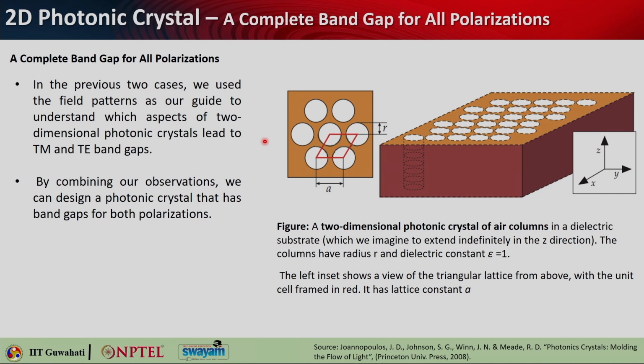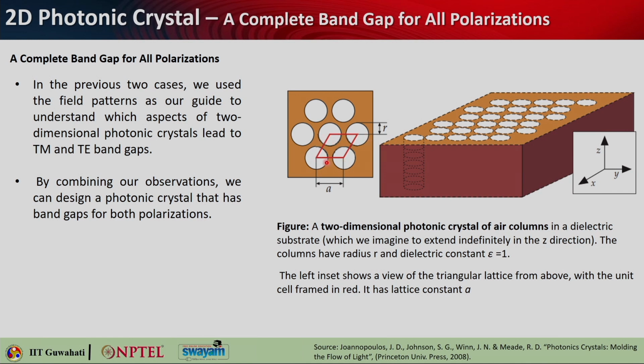Okay. So, if you think of a two-dimensional photonic crystal of air columns, you are basically having a hexagonal array or triangular array of air holes. In this particular system, let us consider the radius of the holes to be r, and they are having a dielectric constant of 1. And this particularly shows you the triangular lattice, or you can say hexagonal lattice.